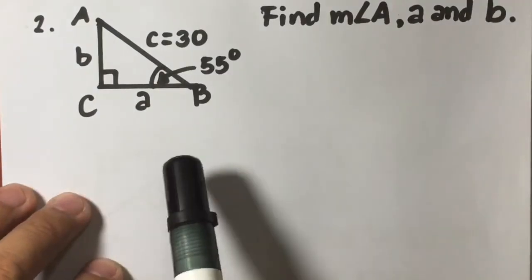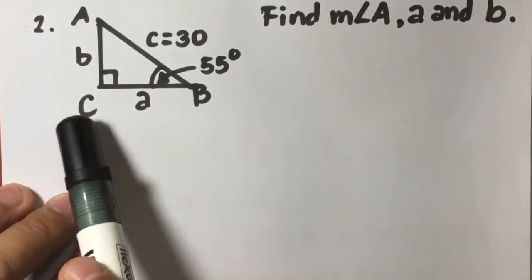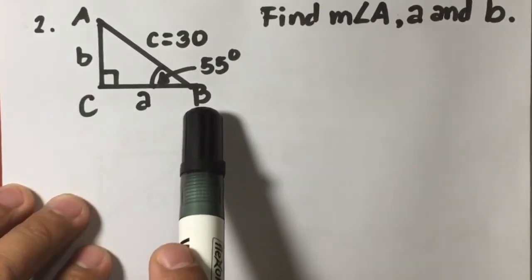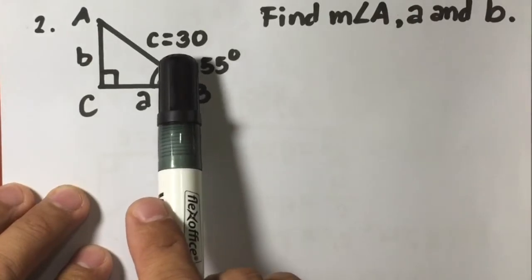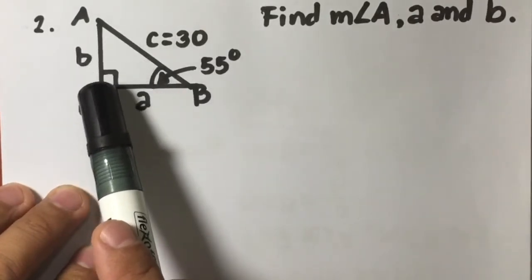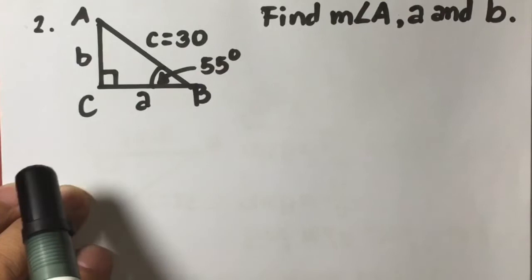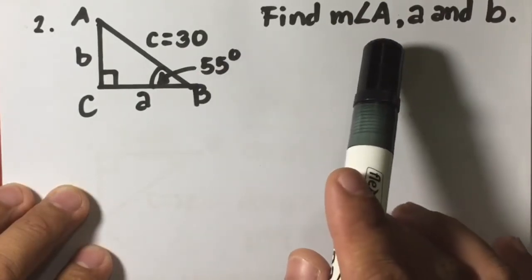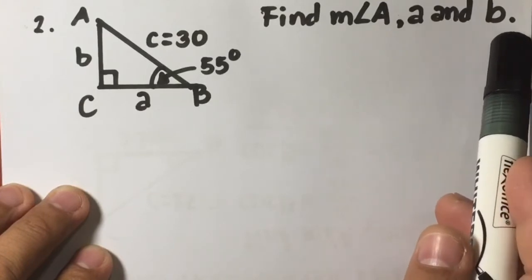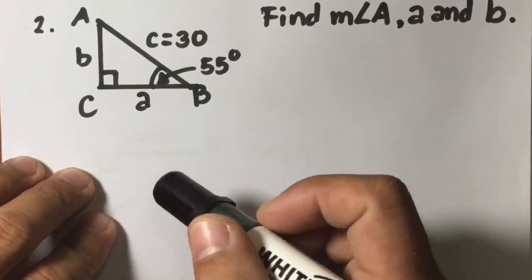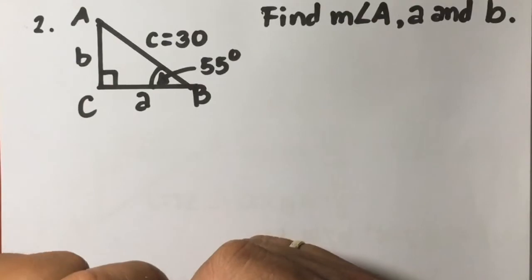So let's have problem number 2 here. In problem number 2, this is angle C, this is angle A, and angle B is 55 degrees. C, the hypotenuse, is 30, and these are the legs A and B. So you're going to find here the measure of angle A and the length of A and B. For our solution, let's find first the measure of angle A.